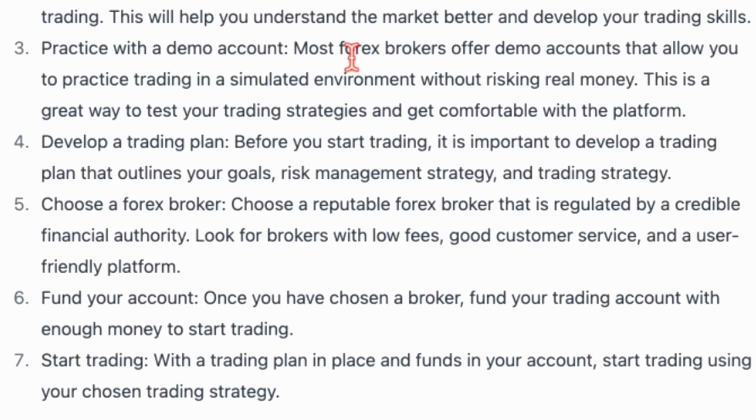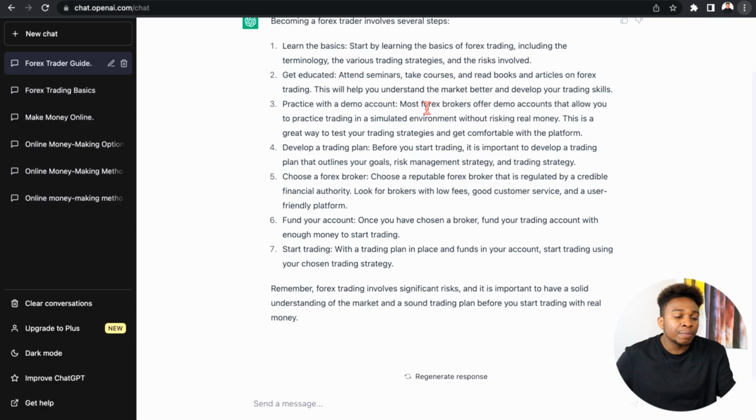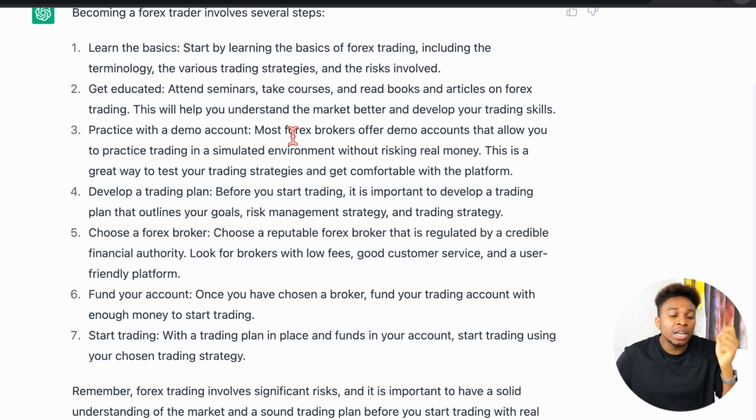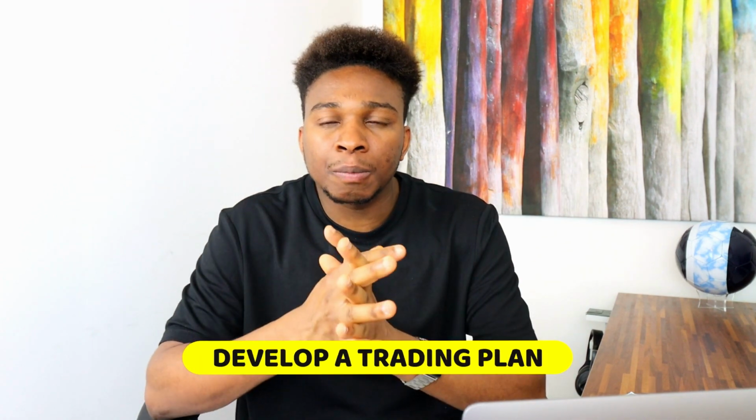Most forex traders offer demo accounts that allow you to practice trading in a simulated environment without risking real money. This is a great way to test your trading strategy and get comfortable with the platform. So once you've understood Forex, you can try your hands on some pairs that you like, and you can do it with a demo account. Remember, don't use real money, because if you use real money, you may lose it and you start crying.